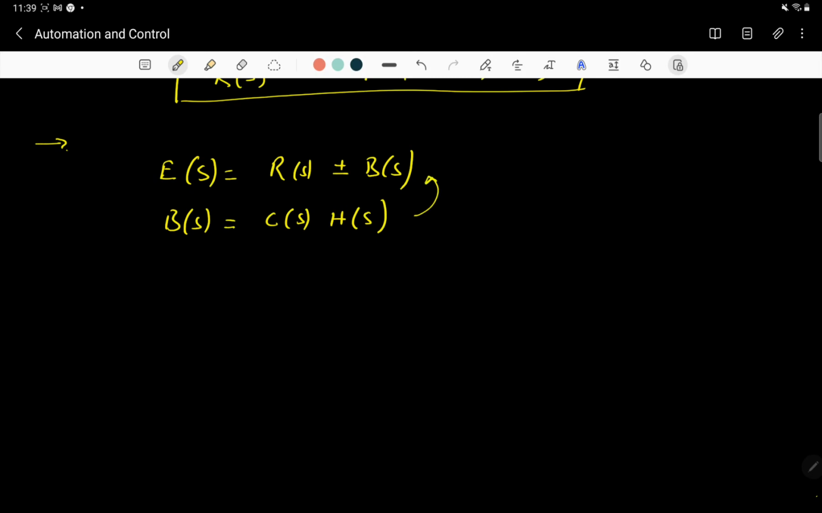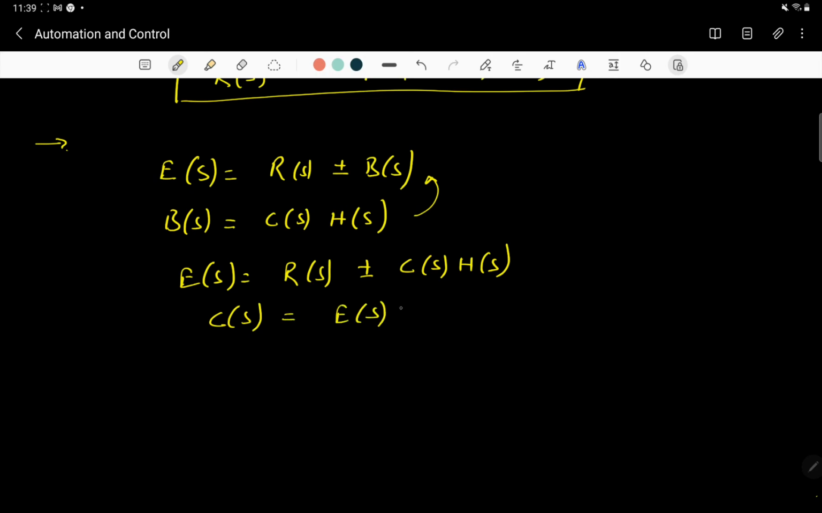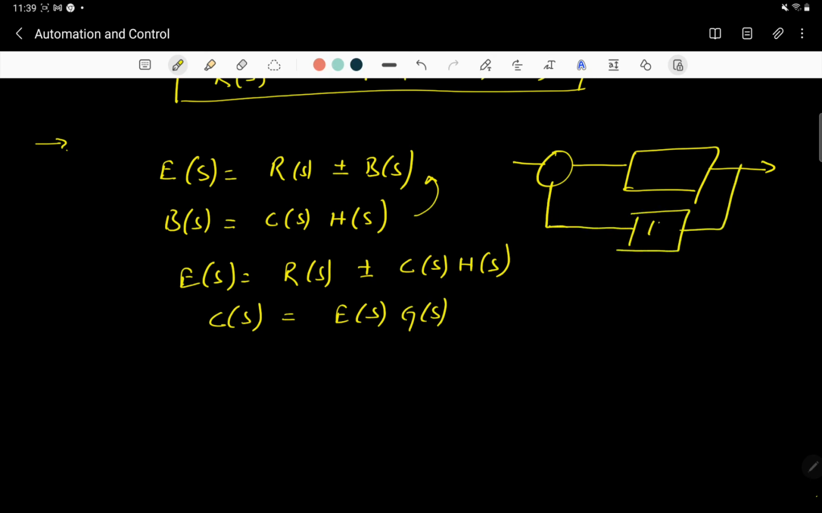Substituting the value of B(s) in the above equation, we will get E(s) equals R(s) plus or minus C(s) H(s). C(s) is what? C(s) is equal to E(s) into G(s). From the same block diagram, let's draw it roughly over here. This is H(s), this is G(s), this is R(s), this is B(s), and this is E(s), the error. This is the output C(s). So this is a simple block diagram, and from here you can see that C(s) equals E(s) into G(s).